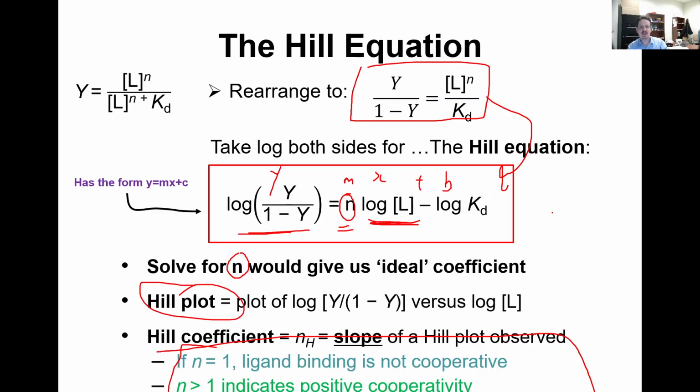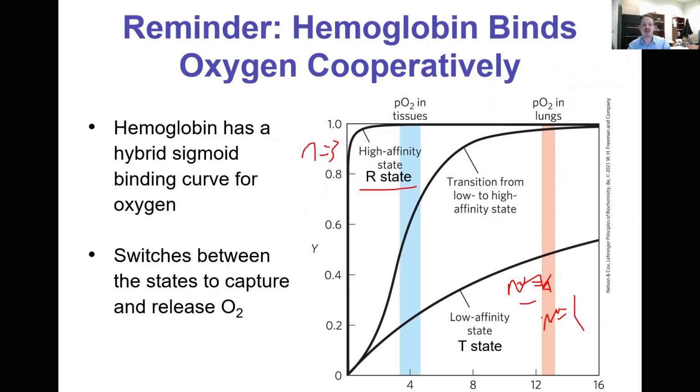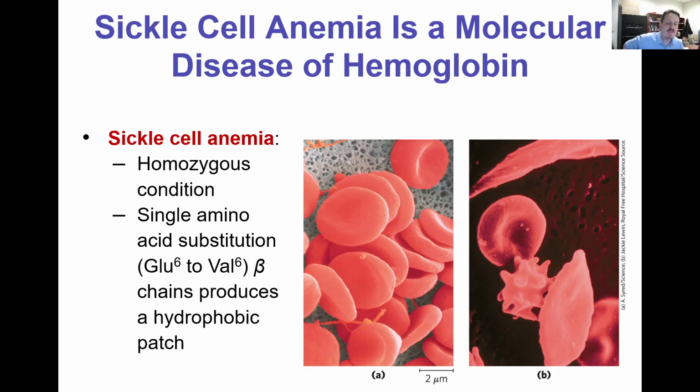I should mention, you've got the Hill equation, the Hill plot, and n, the slope, is the Hill coefficient. If it's steeper, it means that the same amount of ligand will cause more fullness, or less ligand is required to cause fullness. And then finally, sickle cell anemia, the very last thing.